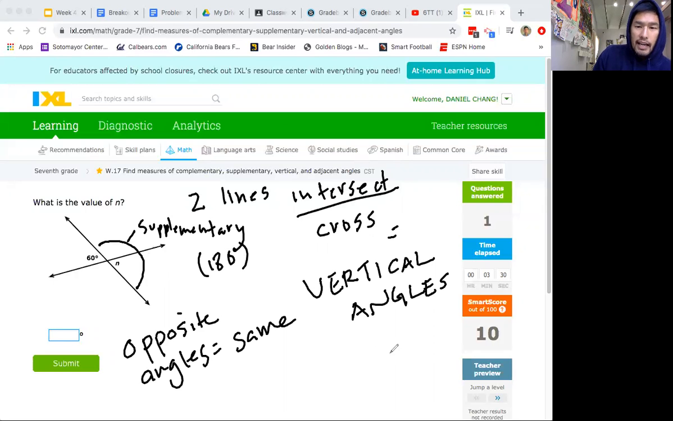And opposite angles, you know, this one and this one, they're the same. And these two are also the same. So if we know that this one is 60 degrees, then N also, because it's the same, also has to be 60 degrees.